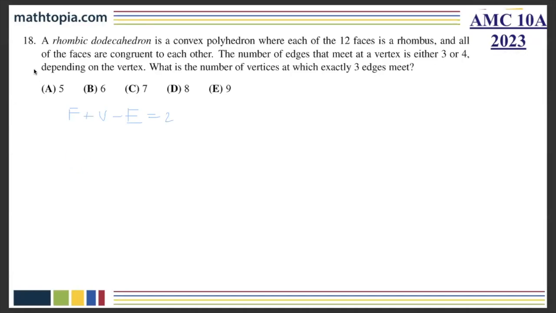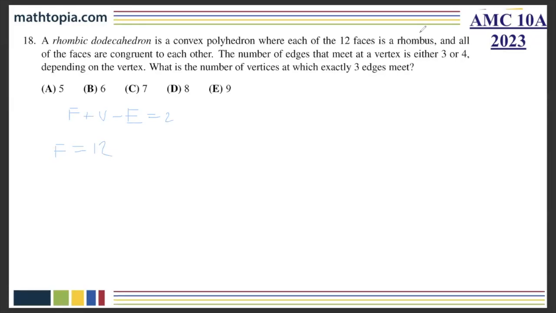Okay, so we're given that there are 12 faces and they're all rhombi, right? So we know that there are 12 faces, so F equals 12. Also, we know that we can deduce the number of edges in the solid, right?